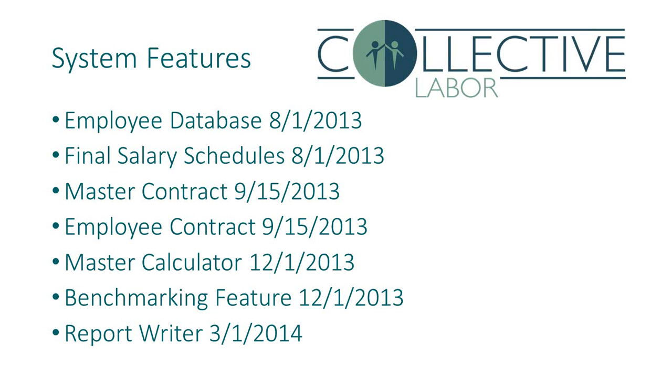So let me go through a few of the system features and when these will actually be available. The employee database is available now. The final salary schedules, printing off salary schedules, that is available now. The master contract piece will be live and available for any district to use on the 15th of the month, and so will the employee contracts, even though you will not need those until next spring.